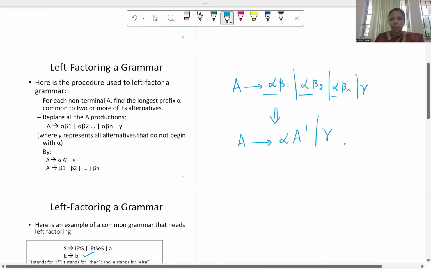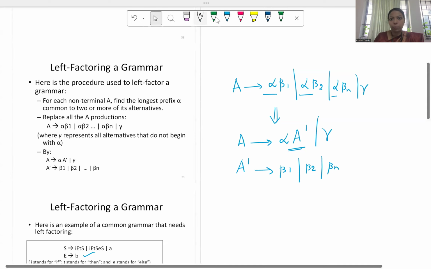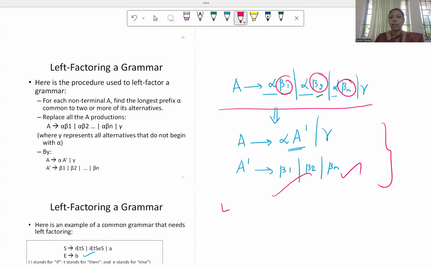Now I have to define what A dash is. A dash is the remaining part other than alpha in these productions. What are they? They are beta 1, beta 2, and beta n. Other than alpha, here it is beta 1, here it is beta 2, and here it is beta n. Now you can understand, right? This is how we can remove the left factoring from this production and make it ready for top-down parsing like LL parsing.